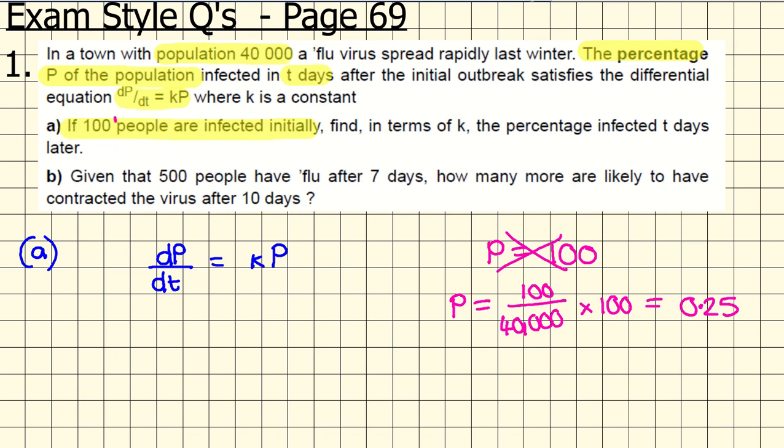If 100 people are infected initially, that word is really important because it tells me what t is. T is the number of days after the initial outbreak. If this is initially, that's telling me it's been 0 days pretty much. So t equals 0 because your time is 0. That's your 2 initial conditions.